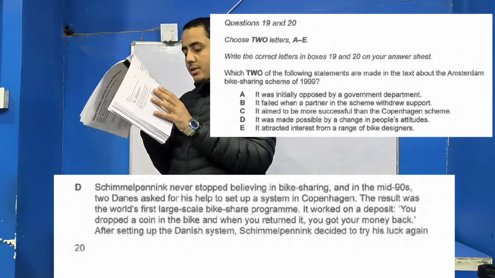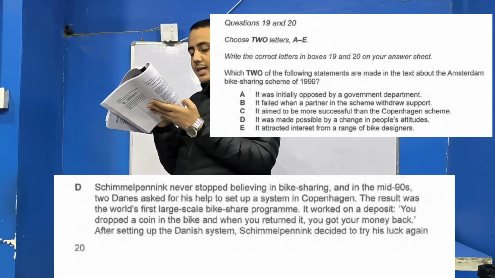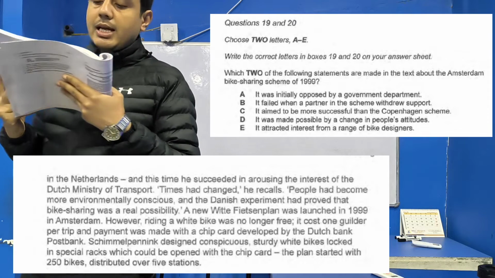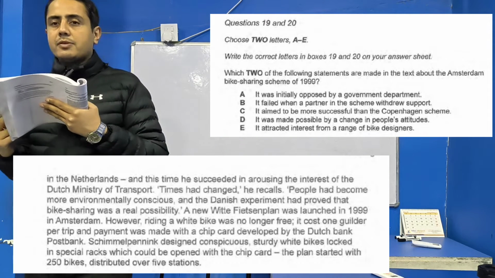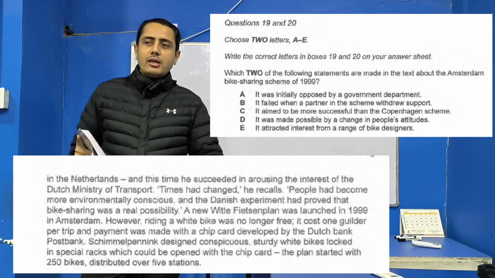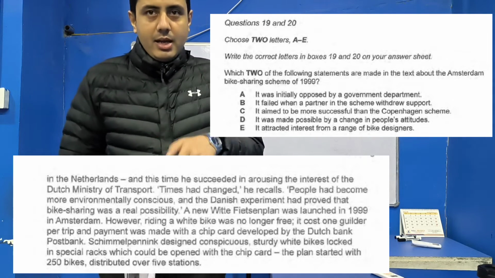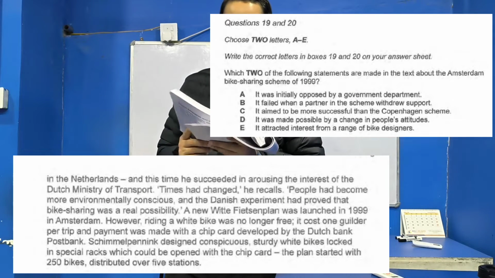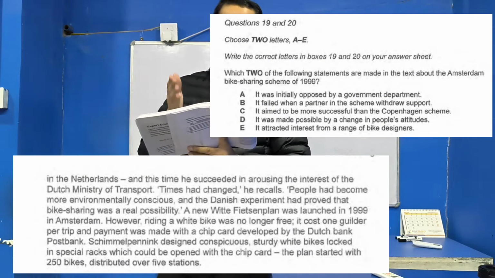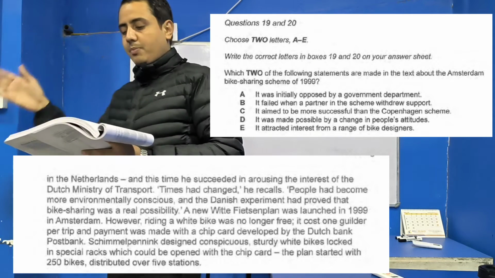After the Danish system, Schimmelpenninck, so this must be the person who is doing it, decided to try his luck again in the Netherlands. And this time he succeeded in arousing the interest of the Dutch Ministry of Transport. So what that means is, maybe before in Denmark, the ministry did not support it, but this time it aroused the interest, means interest became active in this field. And the Dutch ministry supported. Dutch means of Netherlands. The Ministry of Transport of the Netherlands supported this.